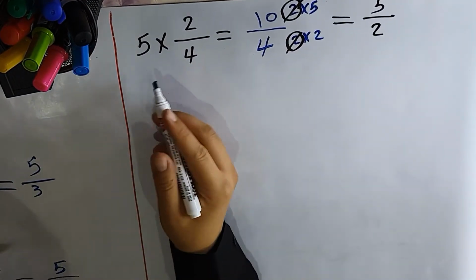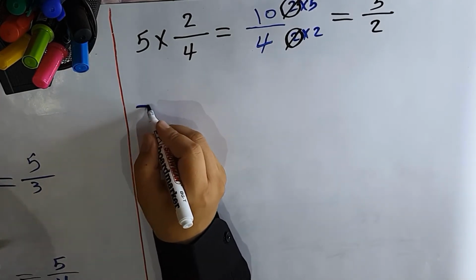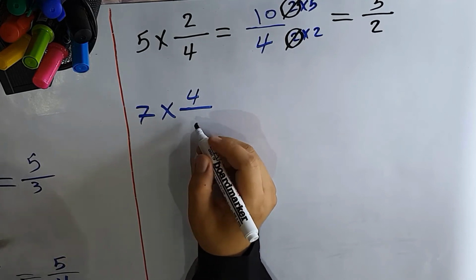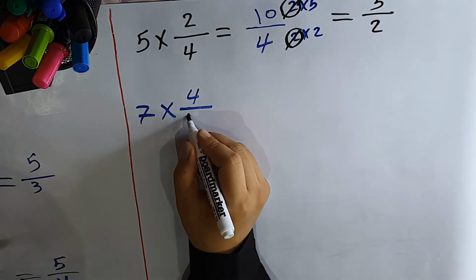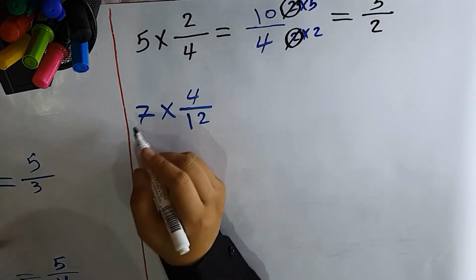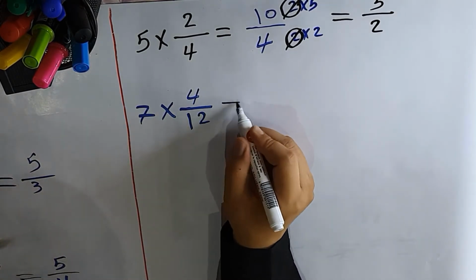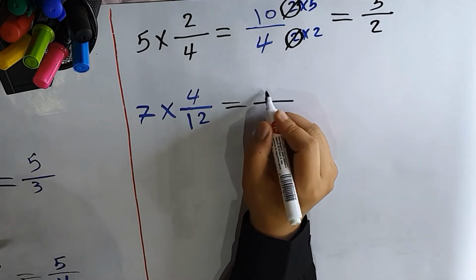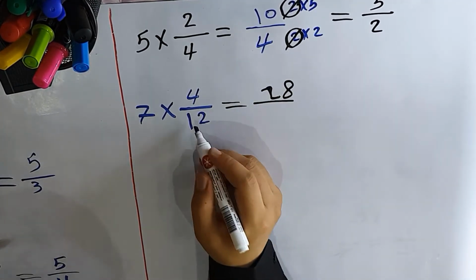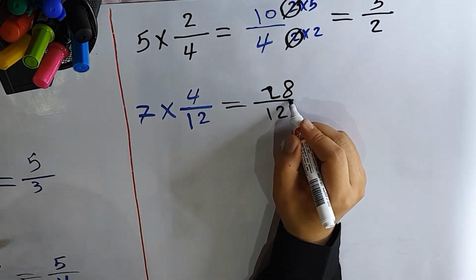Okay, next one. 7 multiply 4 over 12. Now we multiply 7 by 4. 7 multiply 4 is 28. Okay, and down we have 12.